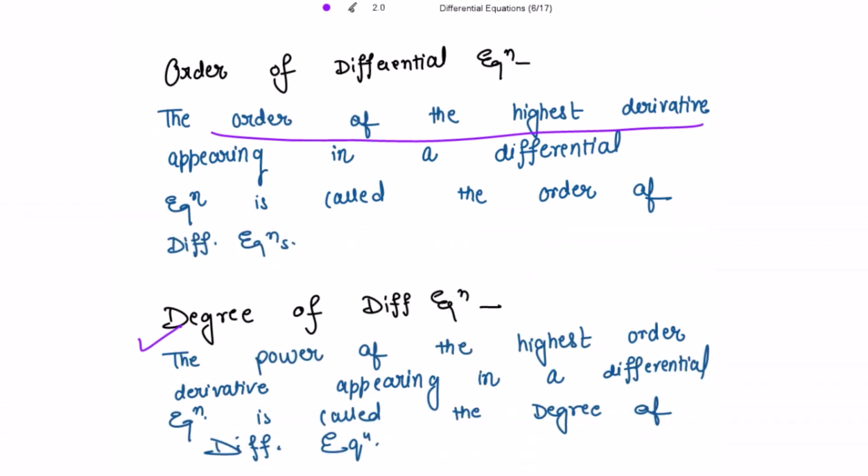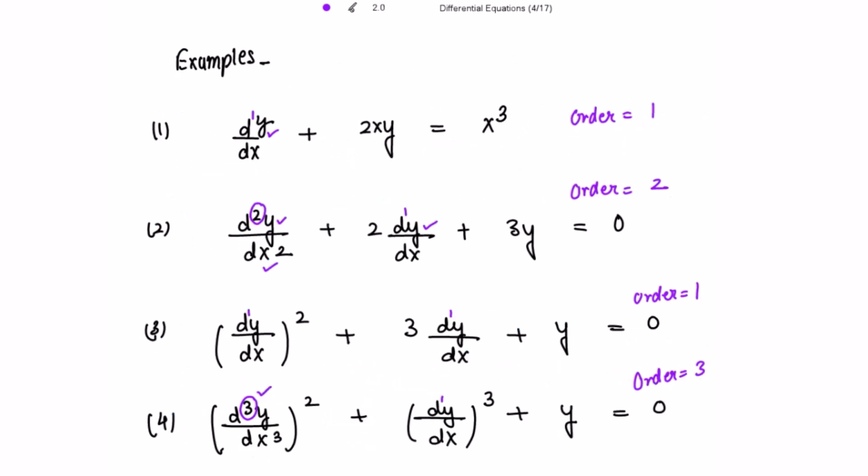Degree of the differential equation. The power of the highest order derivative appearing in a differential equation is called the degree of the differential equation. So degree is the power of the highest order that appears, right? In the fourth equation, the highest order is 3. And what is the power for this? It is 2. You have to take the power of the highest order derivative appearing in the differential equation. So here, the degree is 2. So the degree of the fourth differential equation is 2.